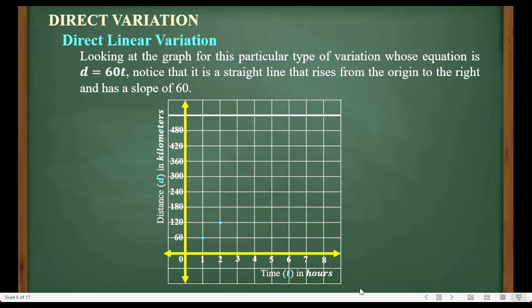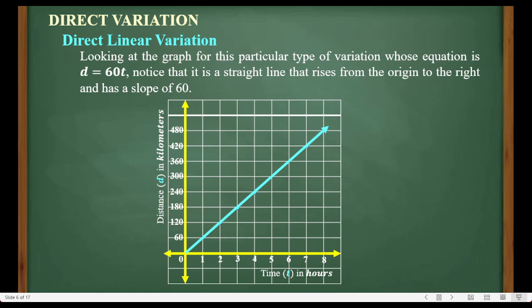Now, the plotted points are contained in a straight line. So if we connect these 4 plotted points, you will notice that the graph is a straight line which is drawn from the origin and rises up, having a slope of 60.